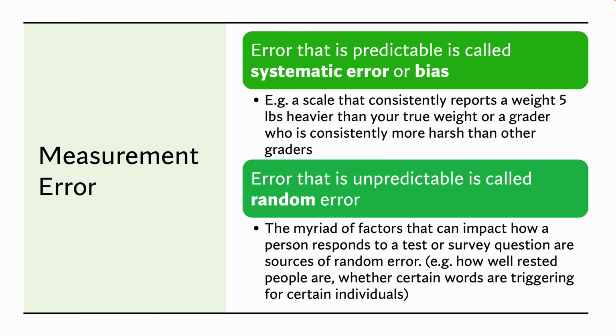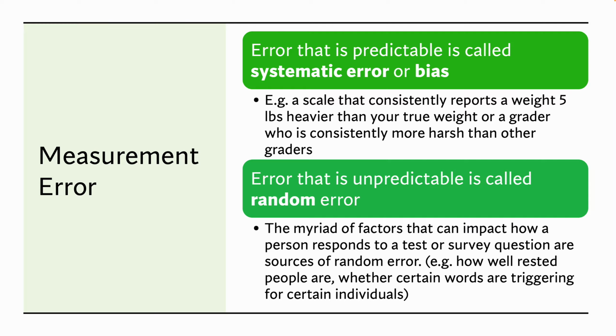So systematic error is actually a little easier to deal with, and there are methods that you can use to figure out how much systematic error is in a measurement process. The other kind of error, which is unpredictable, is random error. And random error is what can lead to a lot of unreliability in measurement.